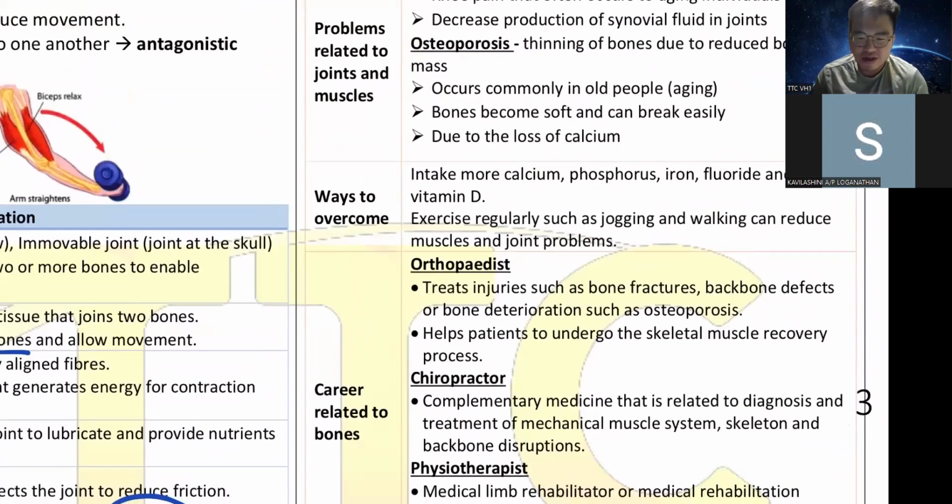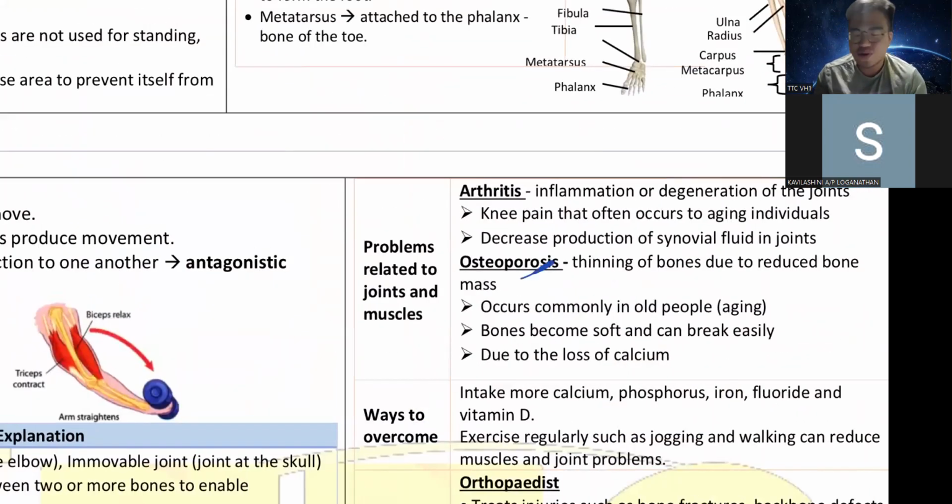So for problems here, pay attention to osteoporosis. That's when you become old, you lose calcium, and your bones become weak.